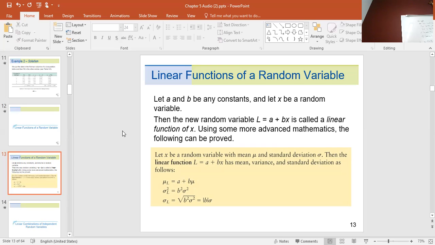The mean of L is A times the mean of x plus b, which is A mu plus b. Remember, mu is the same as E of x. And the variance of L is A squared times the variance of x. The standard deviation of L is the absolute value of A times the standard deviation.